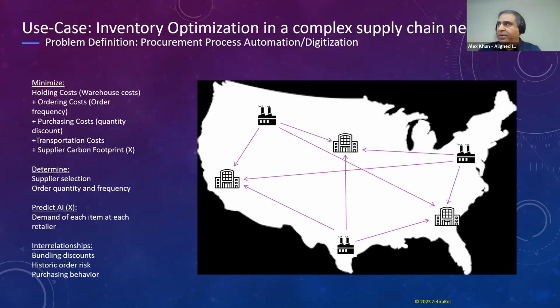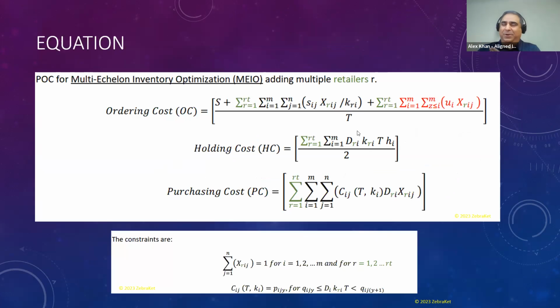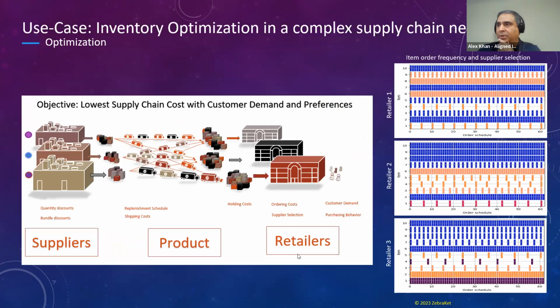It has a lot of variables, and I'm just going to quickly show the equation. This is basically the equation. There's the equation for the ordering costs, holding costs, purchasing costs. We have to convert all of these into binary variables, and then there's constraints on that. So all of this has to be put onto the system.